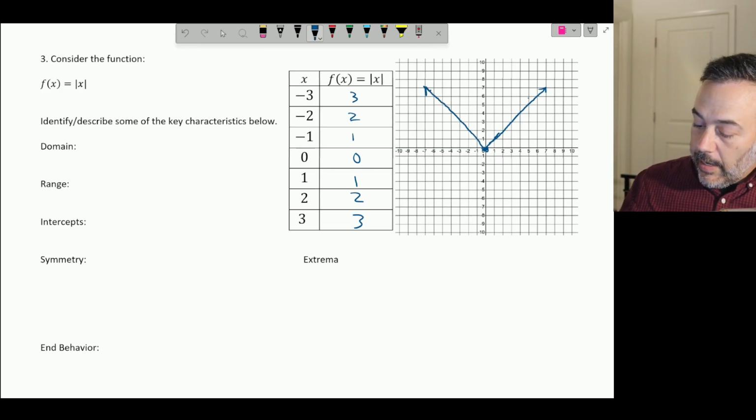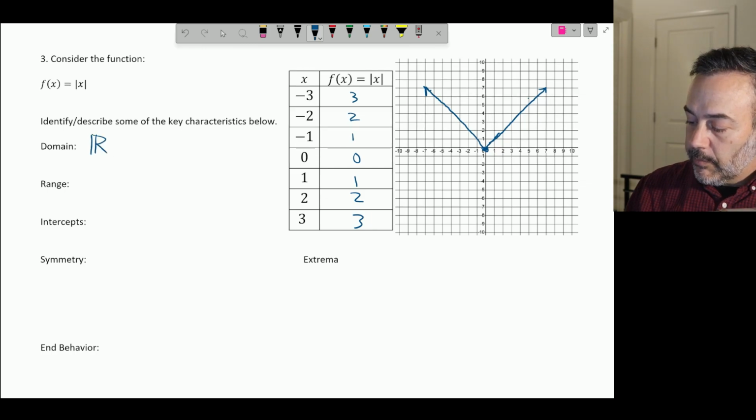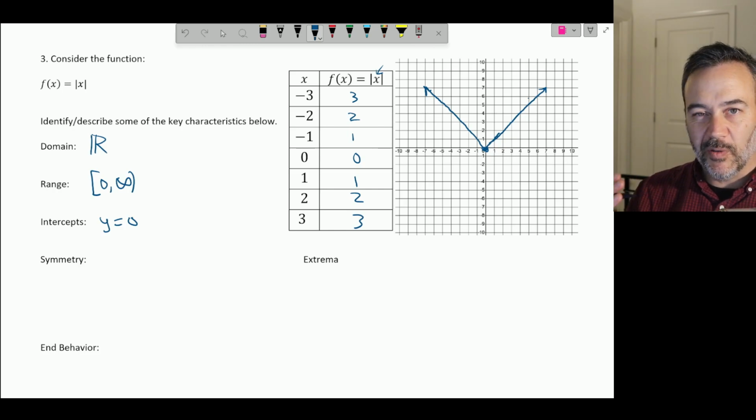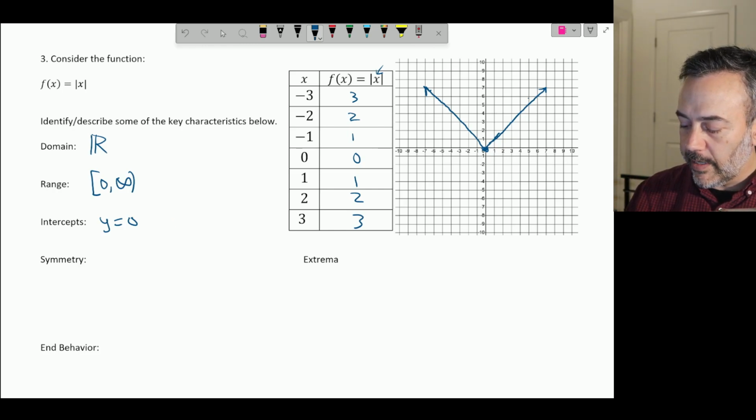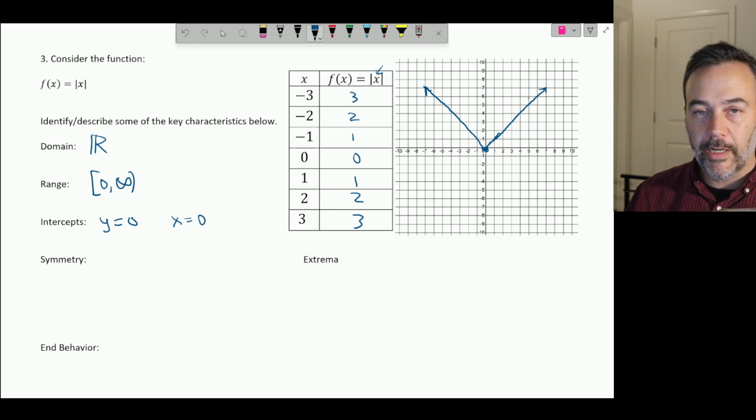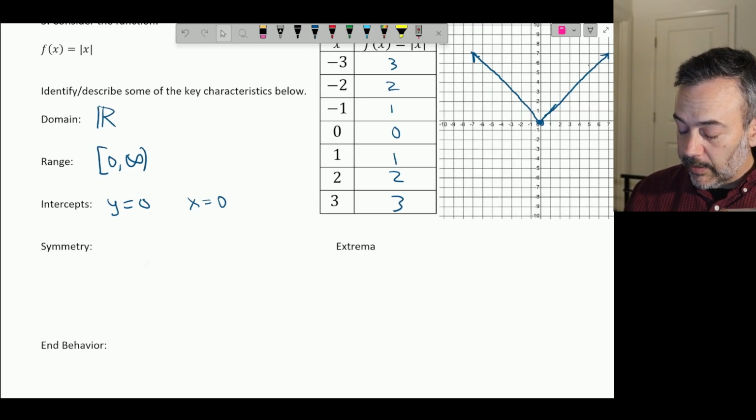Okay. And what's the domain? All real numbers. I can plug anything into absolute value. What's the range? The lowest it goes is 0, and it does reach that, and it goes forever up. What are the intercepts? Well, 0, 0 is the intercept for both the y and x-axis. So x equals 0 and y equals 0 are the x and y intercepts.